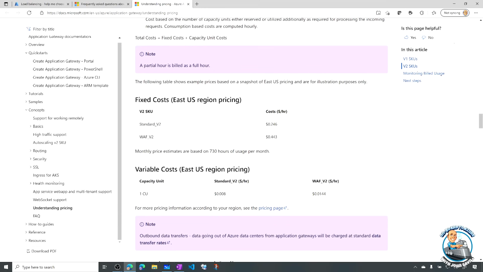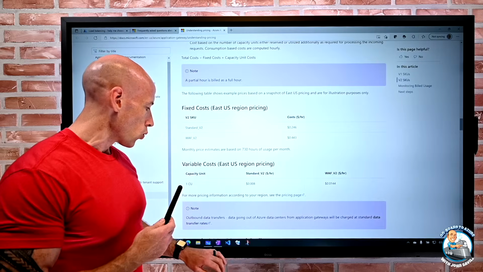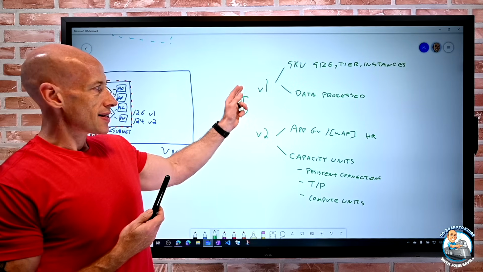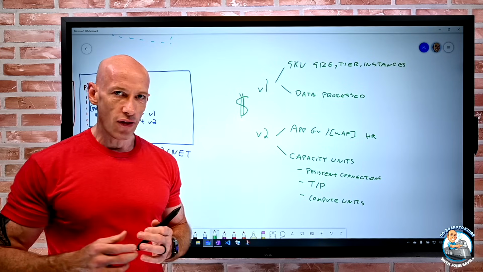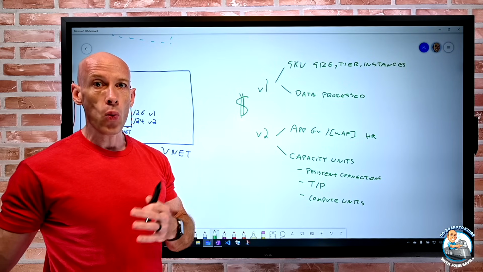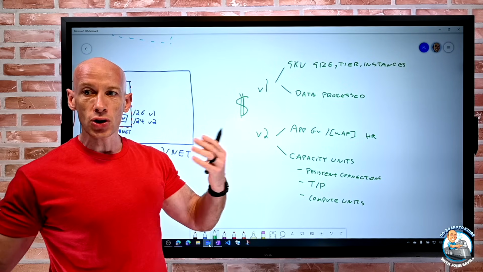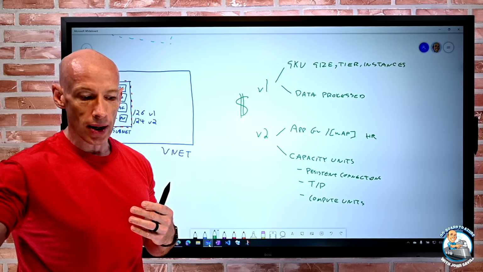Now, sometimes you'll actually see the standard v1 just called basic. So when we talk about standard v1, you may see the term basic, but the v2 we always refer to as standard v2, and then WAF v2 if we add that optional WAF to it.